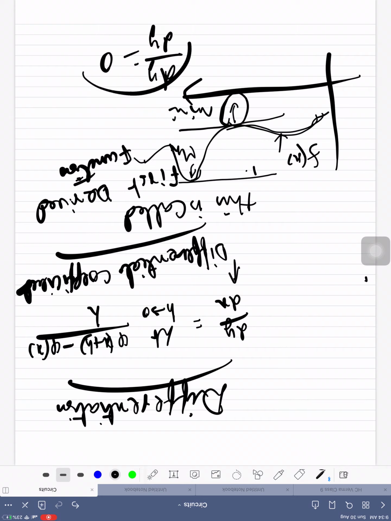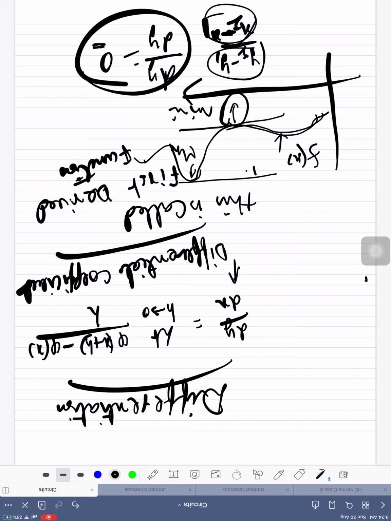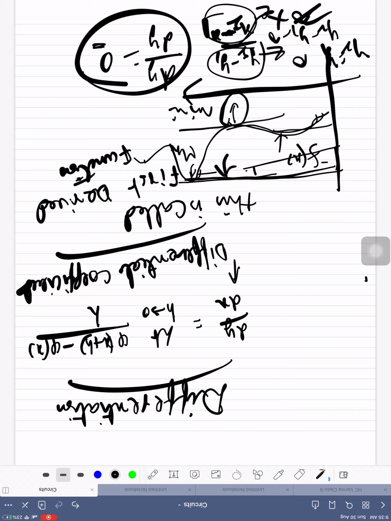Dy by dx is equal to 0. That means the change in y by change in x is 0. The change in x could not be 0, the change in y should be 0. That means y2 minus y1 is 0, so y2 equals y1. So this line is parallel to the x-axis, and for this curve, this is the tangent. So if you want to find the maximum or minimum, the given function should be differentiated and equated to 0, then you will get the maximum or minimum values. For that, you have to use this differentiation.